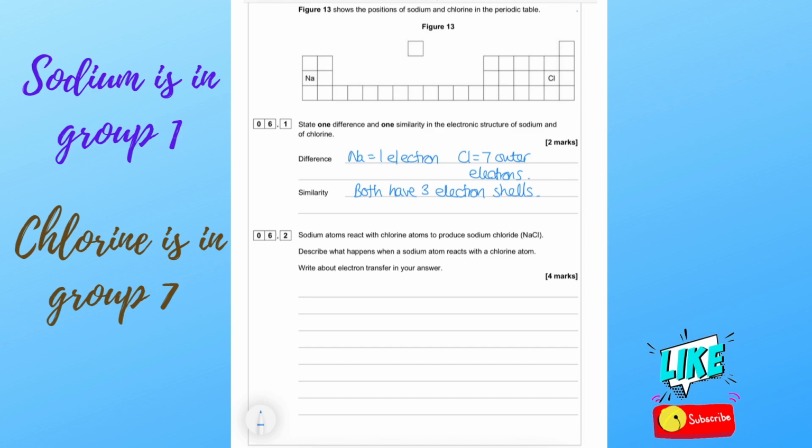Sodium atom reacts with chlorine to produce sodium chloride. Describe what happens. So the sodium will transfer its outer 1 electron to the chlorine, which gains 1 outer electron.